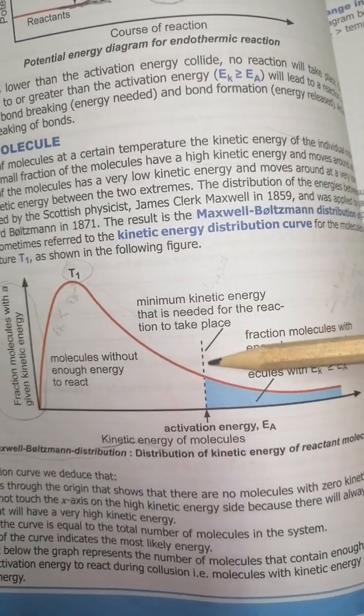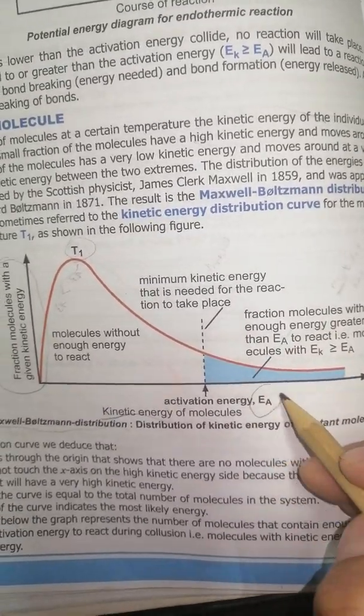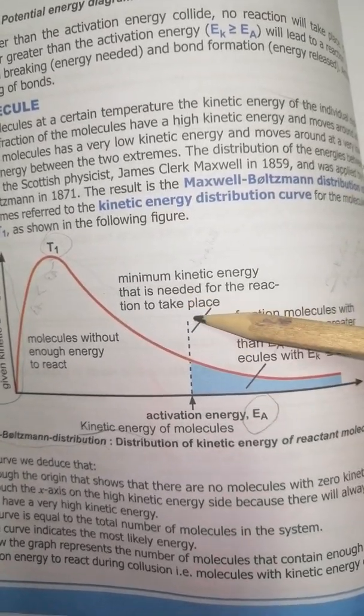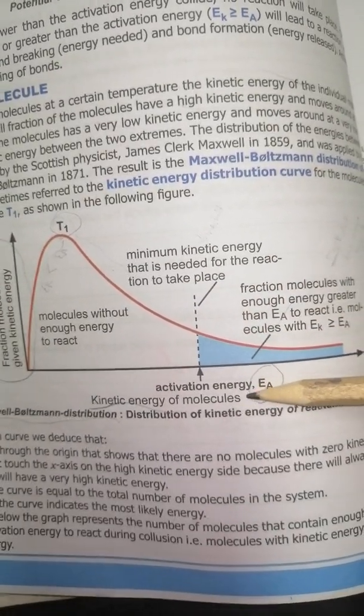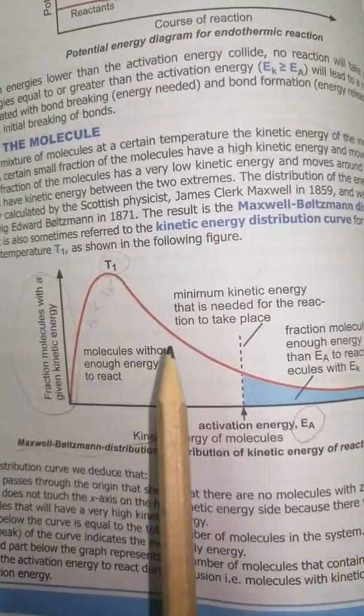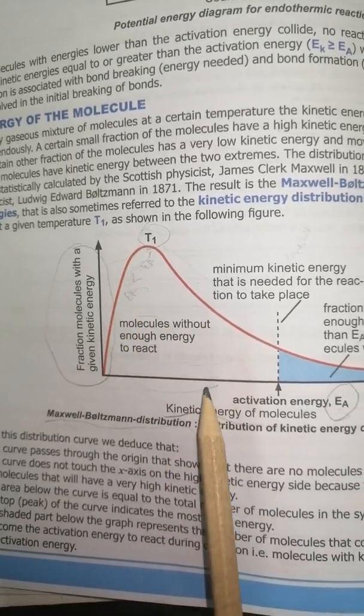And then you have this dotted line here, which corresponds to the activation energy of the reactant. Anytime you see this curve, you will always see a dotted line, and that dotted line is always activation energy. Now, if you look at the left of this activation energy line, which is the white part of the graph.